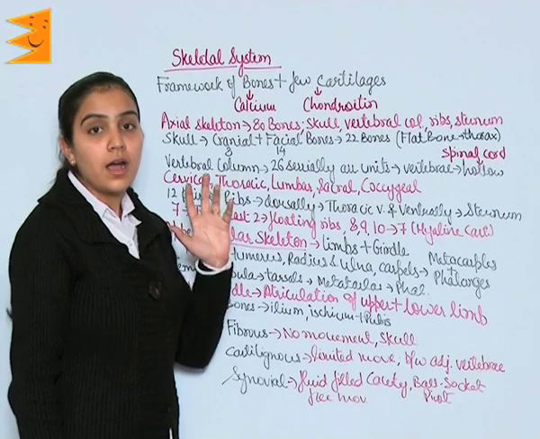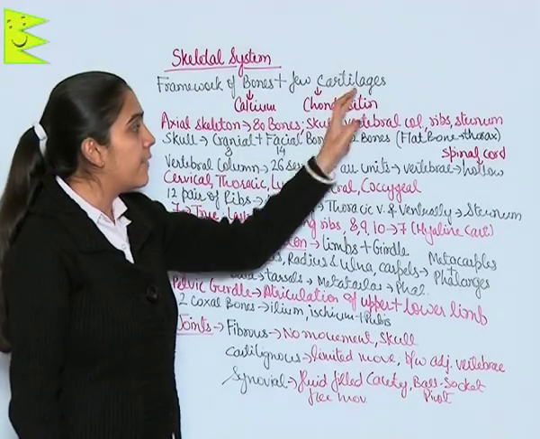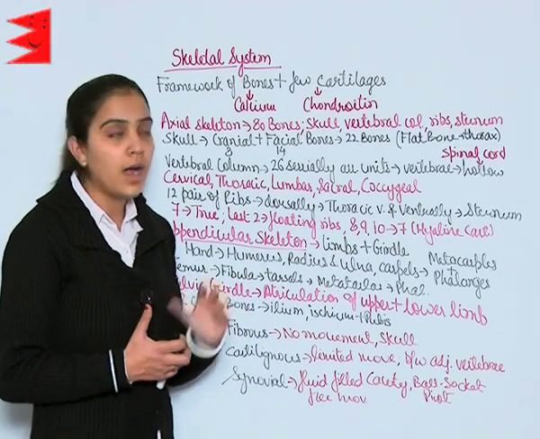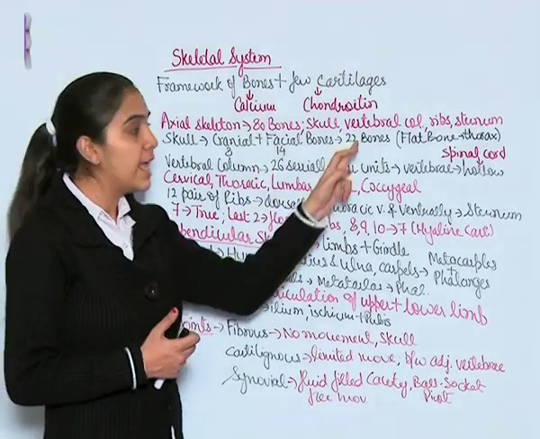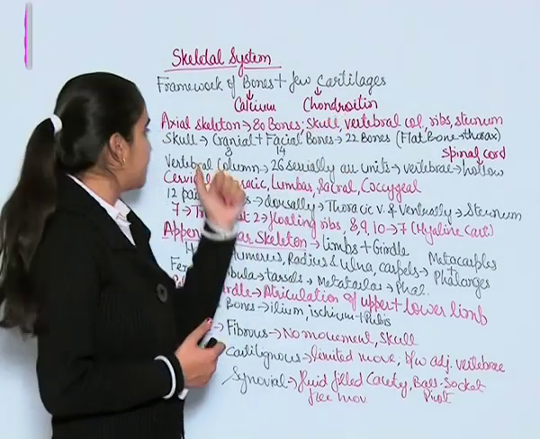Bones are hard due to presence of calcium salts, whereas cartilages are not that hard as compared to bones because of the presence of chondroitin salts.